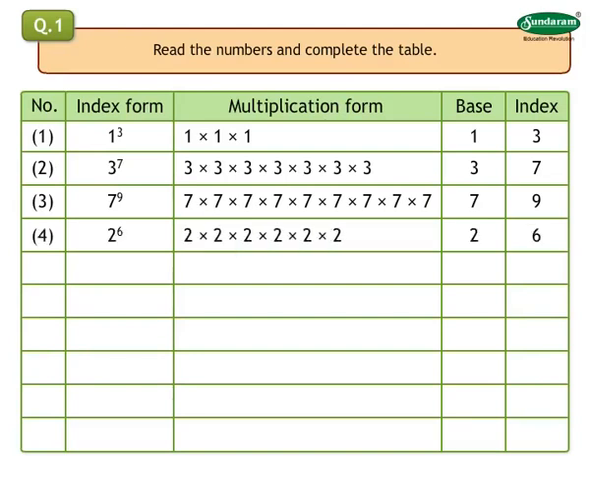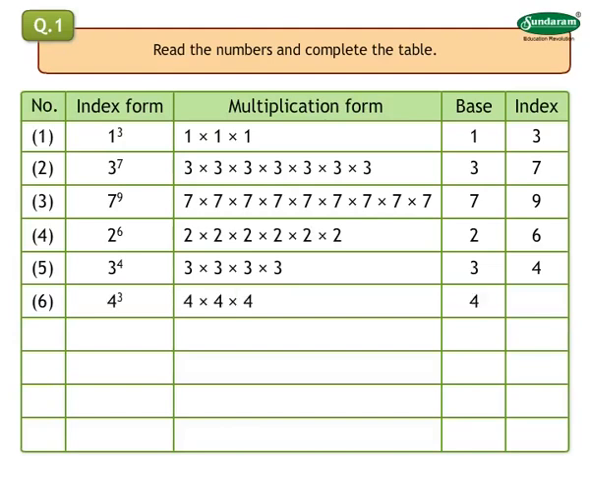Number 4. 2 raised to 6. Its multiplication form is 2 into 2 into 2 into 2 into 2 into 2. Base is 2 and index is 6. Number 5. 3 raised to 4. Its multiplication form is 3 into 3 into 3 into 3. Base is 3 and index is 4.